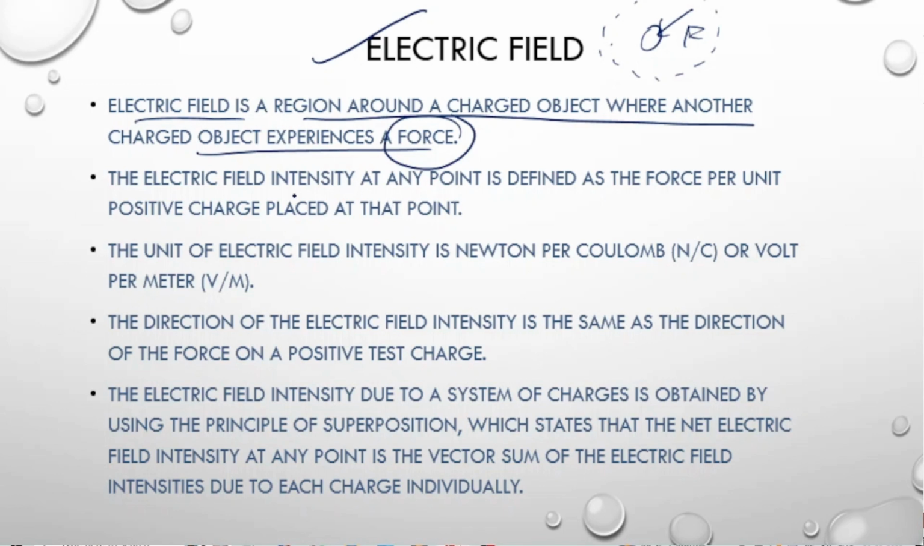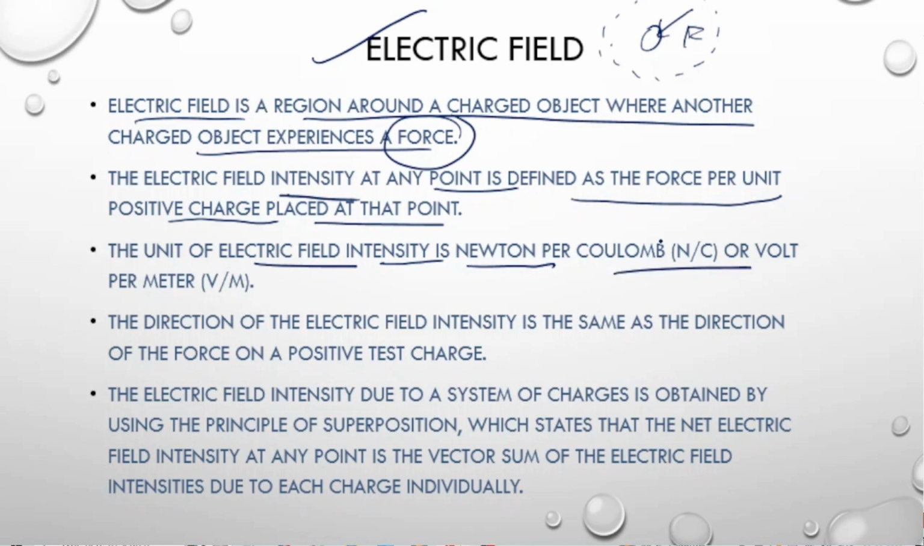Okay. So electric field intensity at any point is defined as the force per unit positive charge placed at that point. You can understand, right? So the unit of electric field intensity is Newton per Coulomb. The unit of electric field is Newton per Coulomb or volt per meter.